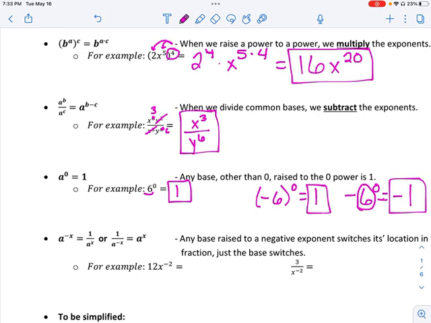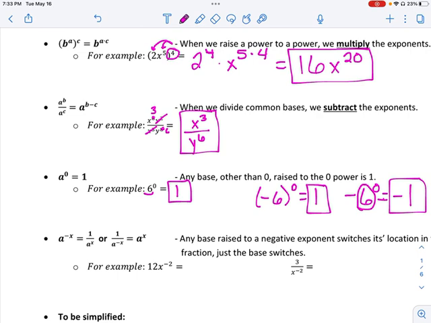The next rule that we're just going to go with is the negative exponent rule. And what that simply does is it does not make the coefficient negative or positive. All it simply does is switch the location in the fraction.